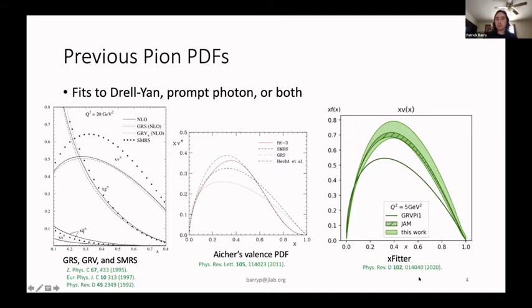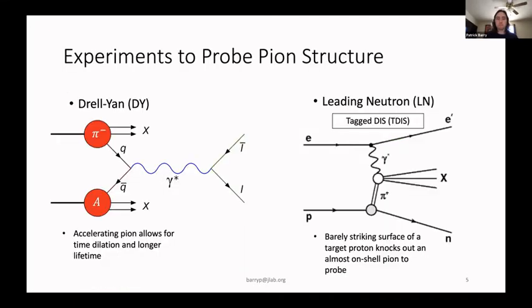Additionally, about a year ago, the xFitter group also did a next-to-leading order analysis, extracting valence quark, sea quark, and gluon distributions to available Drell-Yan and prompt photon data. In the JAM framework, what we really focus on is the Drell-Yan data, as well as leading neutron. The majority of my talk today will be focused on Drell-Yan, so I'll only spend a little bit of time talking about the leading neutron.